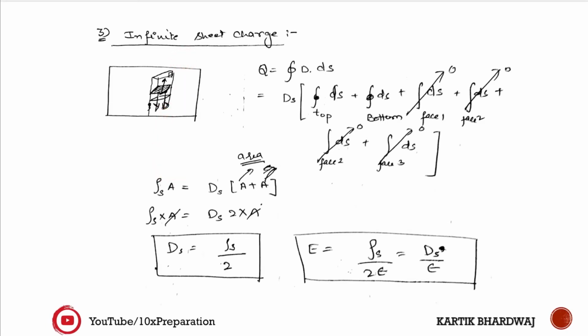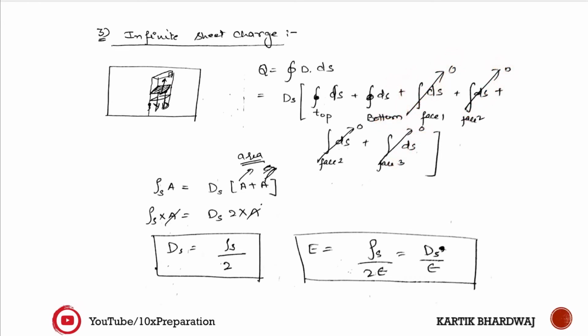Keep in mind that on the side faces, the electric flux D comes out like this, and the area vector is along this one, so the angle between flux and area is 90 degrees. Cos 90 is 0, so there is no flux through those 4 faces of the cuboid. So only the top and bottom remain.